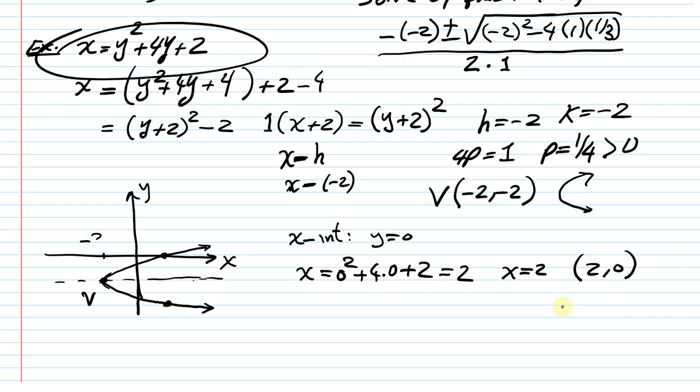And here's a vertex, negative 2, negative 2. The equation for the axis of symmetry is y equal negative 2. And there we have this one.